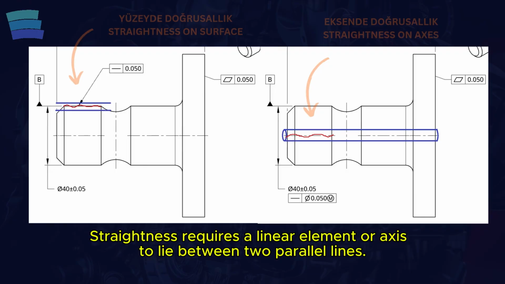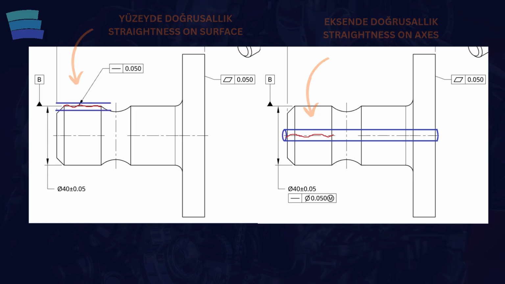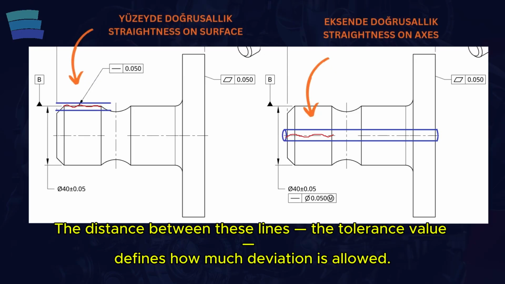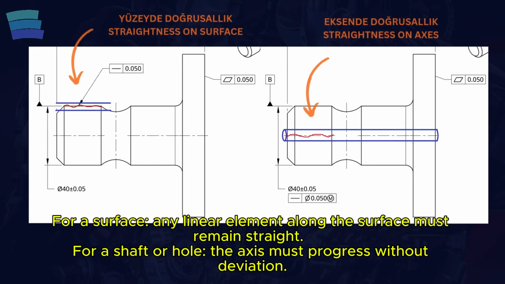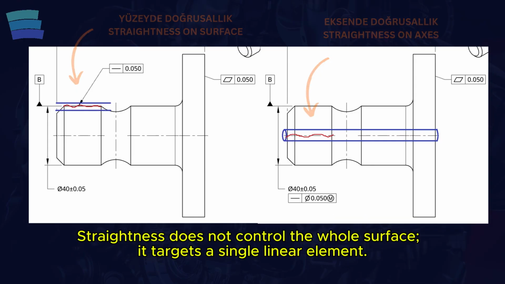Straightness is the requirement that a linear element on a surface, or an axis, must lie between two parallel lines. The distance between these two lines, the tolerance value, defines how much deviation that line is allowed to have. For a surface, any linear element taken along the surface must remain straight. For a shaft or a hole, the axis must progress without deviation. Straightness does not control the whole surface. It targets a single linear element.